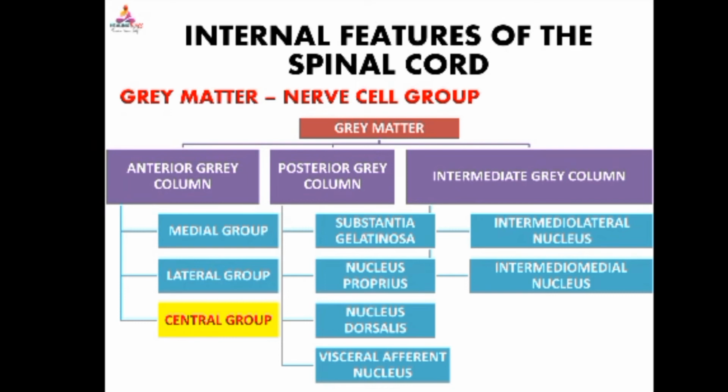lumbosacral nucleus is the L2 to S3 level. Its function is unknown so far. Third one is the spinal nucleus of accessory. That is the 11th cranial nerve. Nerve in the cervical region extending from C1 to C5 segment and giving origin to spinal root of accessory.